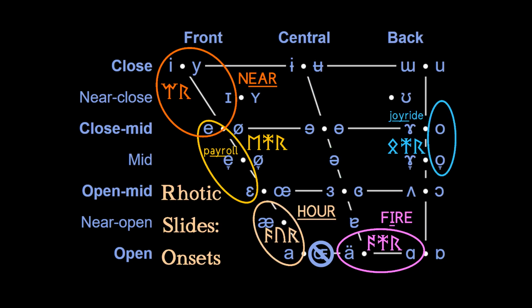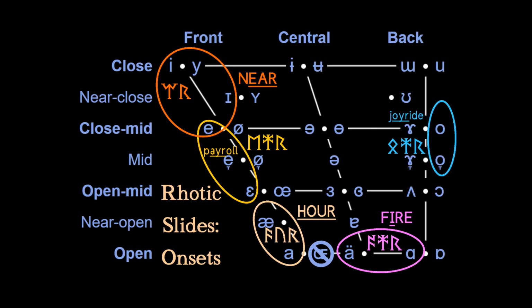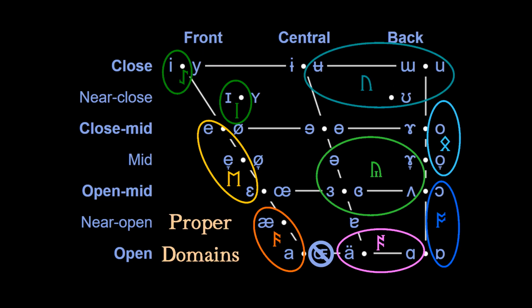The rhotic sliding vowels would retain their usual domains for their onsets. Perhaps the only question arising from this is whether flower, with a U, should be distinguished from flower, with a W. If so, how? If not, should carry a w glide? Here are the runes resulting proper domains under this system.